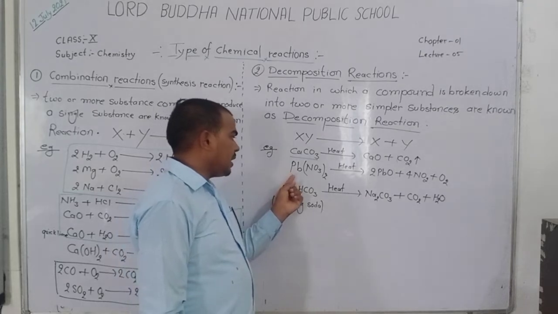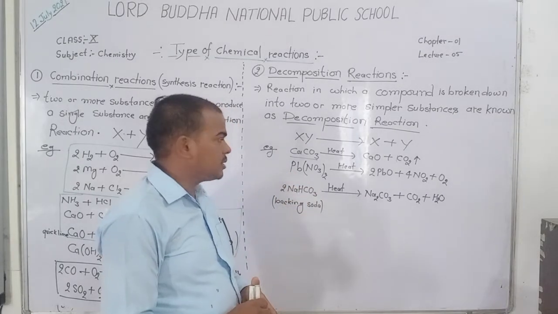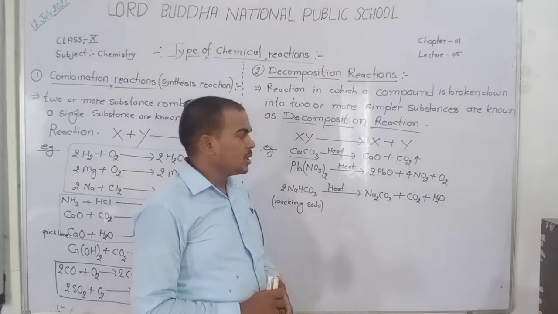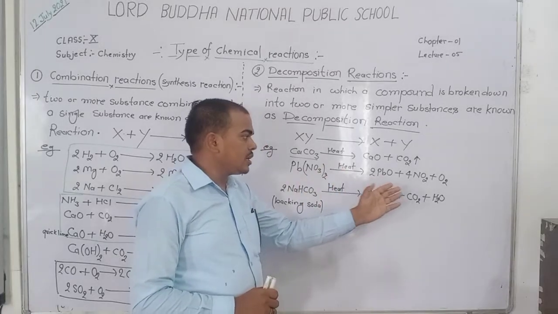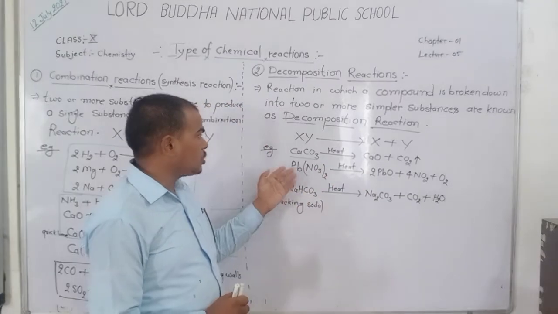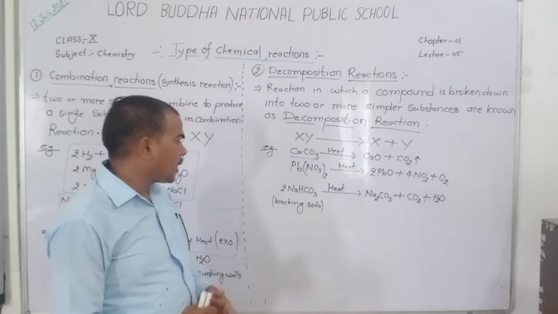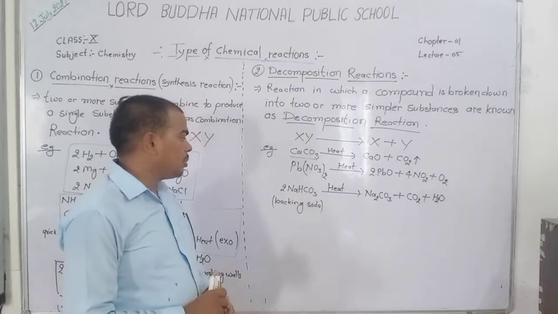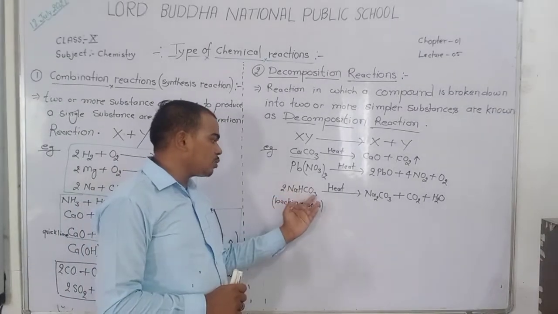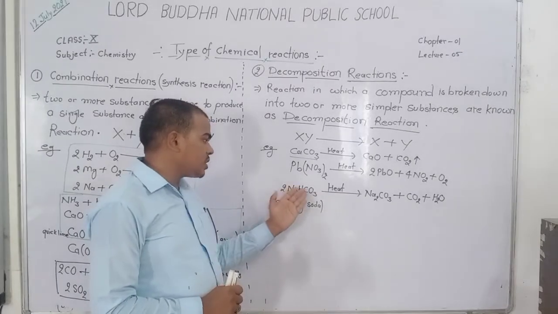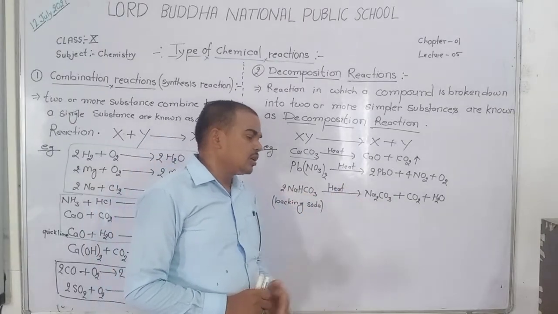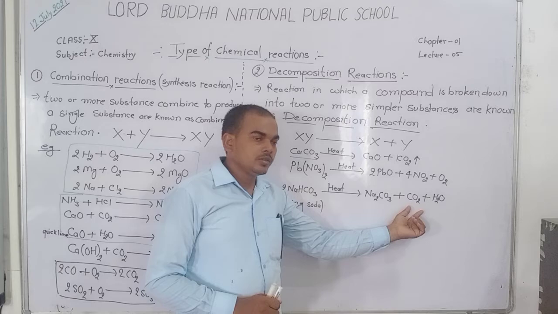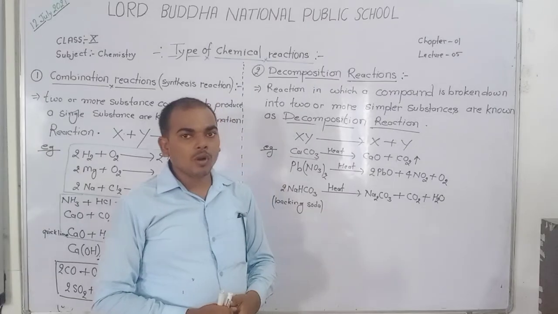Next, lead nitrate, Pb(NO3)2. On heating, it converts into simpler substances, that is lead oxide, nitrogen dioxide and oxygen. That means it is also a decomposition reaction. Next, baking soda. When we heat baking soda, that means sodium hydrogen carbonate, on heating, it converts into simpler substances, that is sodium carbonate, carbon dioxide and water.